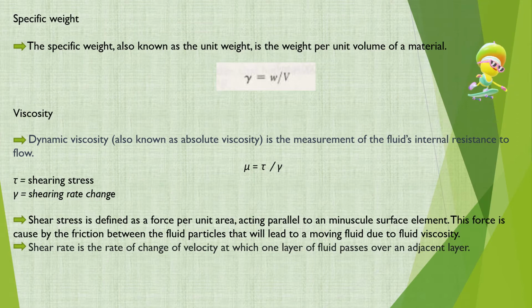Dynamic viscosity, which is also known as absolute viscosity, is the measurement of the fluid's internal resistance to flow. The use of viscosity is that we want to know how much internal resistance a fluid has to flow. To calculate viscosity, it is the shearing stress divided by the shearing rate change. Shear stress is defined as a force per unit area acting parallel to a minuscule surface element, which is a tiny surface element.